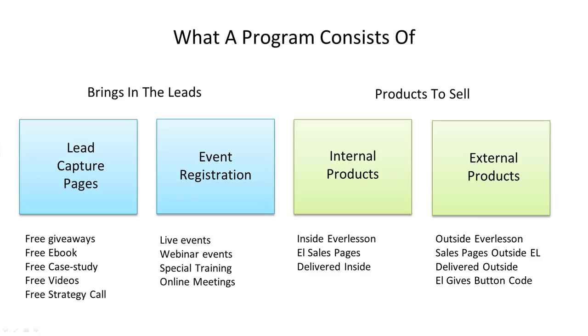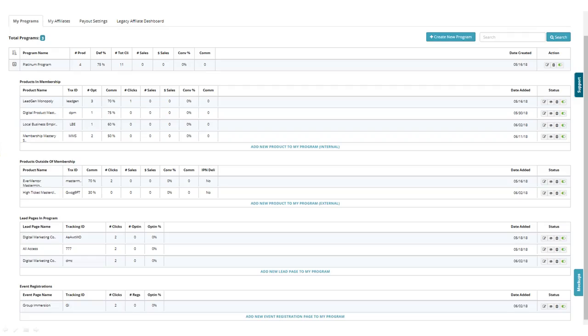Now, how easy is it to go about adding the lead capture pages, the event registration pages, the internal products, and the external products? Well, it's actually very easy. You see, up here at the top, I have that Platinum program that we just created. You can see that there's 4 products inside that program. So to add a product, all I need to do is click this link right here, and it's going to allow me to choose my product. And I went ahead and just pulled it in. Over here, you'll see this is where we're going to add products that are outside of Everlesson.